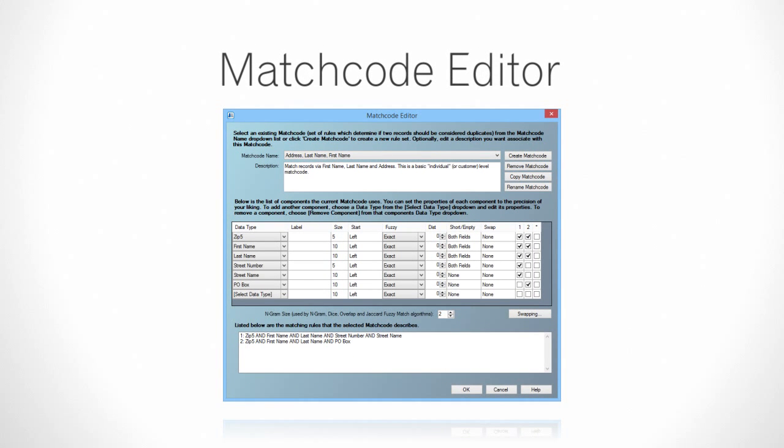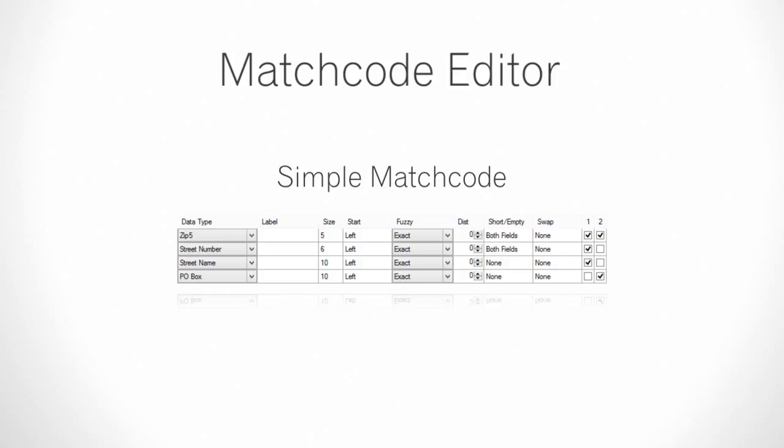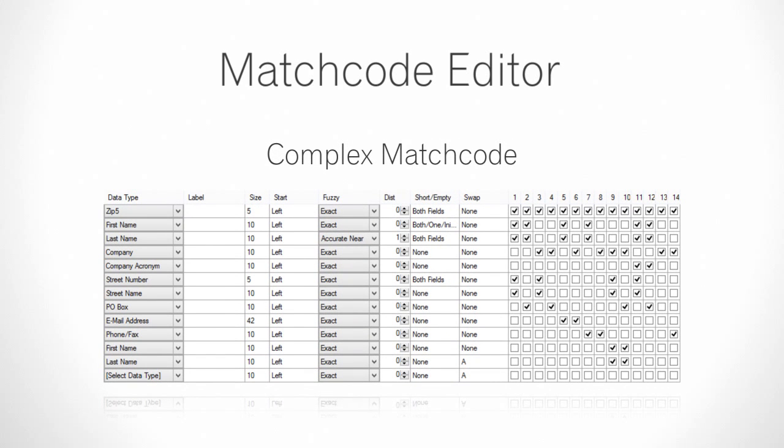Matchup is distributed with the match code editor, a graphic interface tool which allows you to determine and create rules when comparing records. This match code editor gives you the ability to edit the default match codes or create completely new ones. These rules can be as simple as this, where we include only the zip5, street number and name and PO box, and only have two matching conditions, or as complex as this, where we have a lot more information and way more matching conditions.